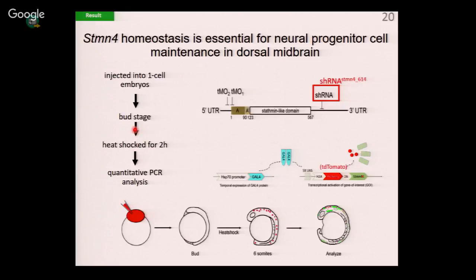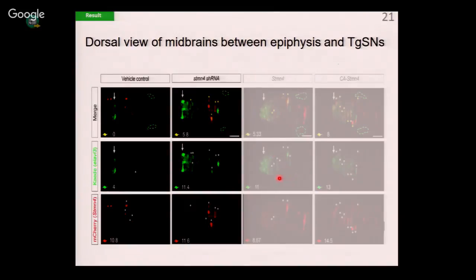When cultured to the bud stage and then heat shocked for 2 hours, the HSP70 promoter can be activated by heat shock, which then drives the GAL4 expression. GAL4 protein then binds to the UAS element and triggers the tdTomato and the stem 4 shRNA. By using the confocal microscope, the expression of stem 4 shRNA will be seen in red and LVO3 in green.